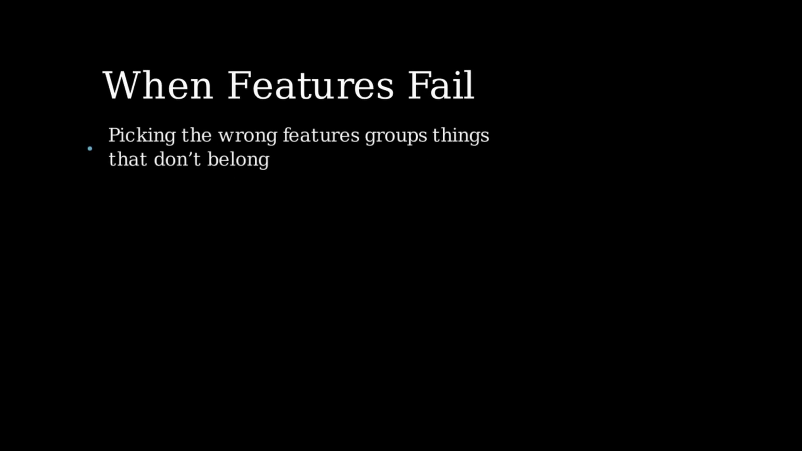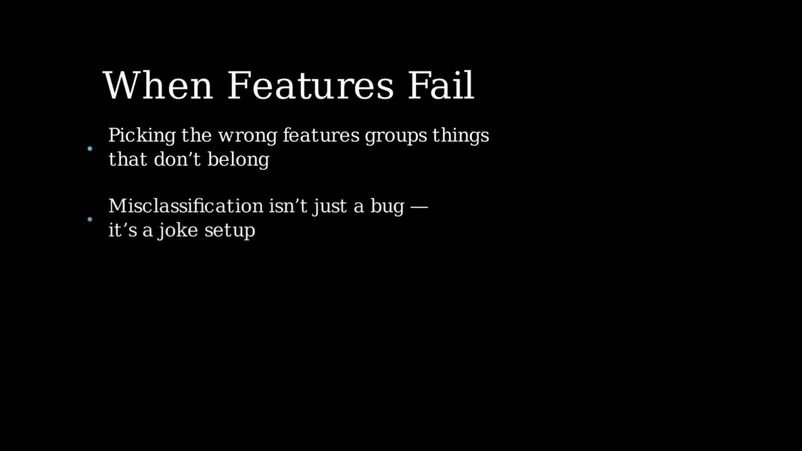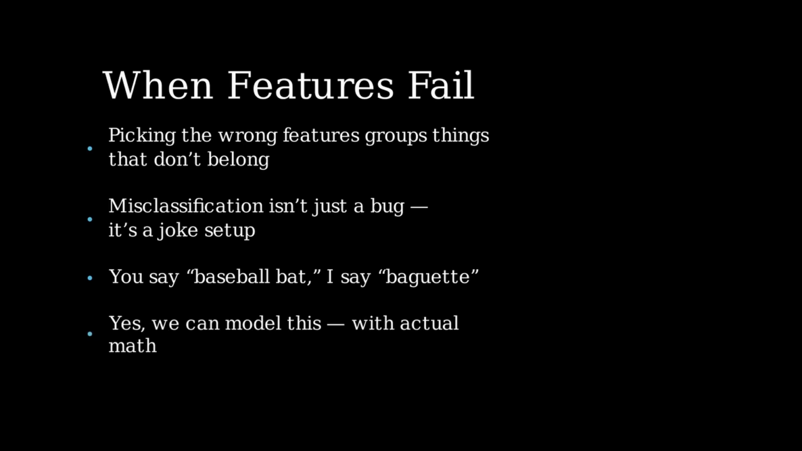If you pick features that aren't actually good at distinguishing between categories, you end up grouping things together that absolutely do not belong. And, what's even more interesting is we can actually mathematically describe this kind of joke. I know. What's funnier than explaining a joke? Explaining it with math.